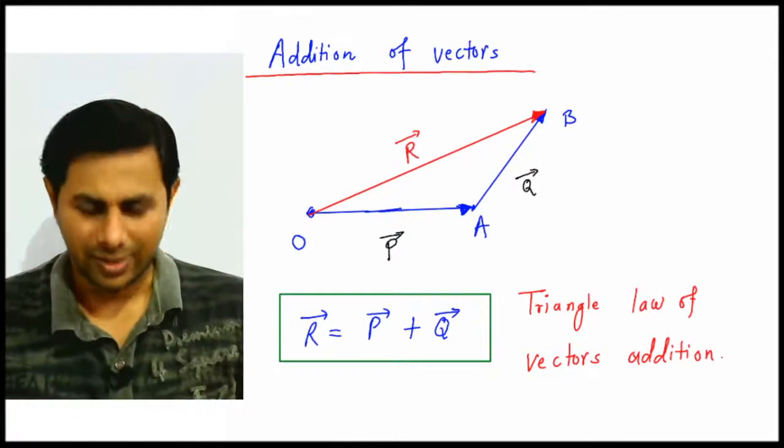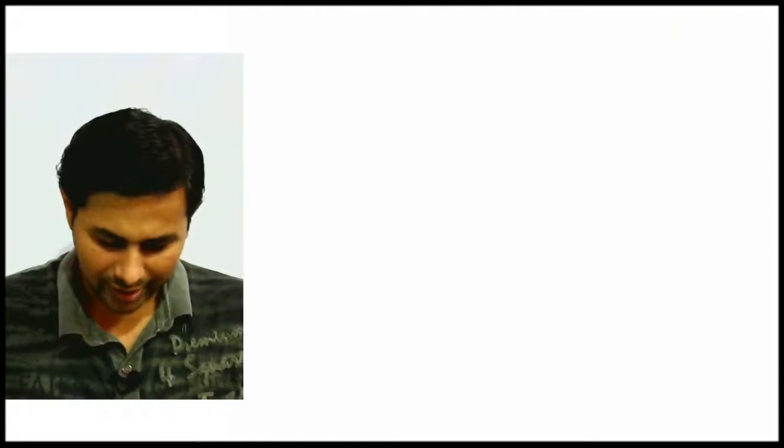This is addition of two vectors. Now let's see how to subtract two vectors using triangle law.